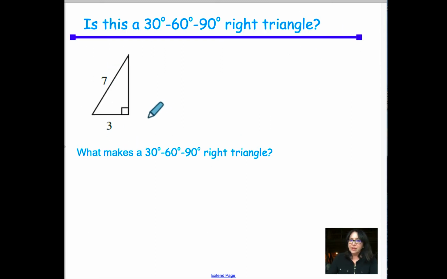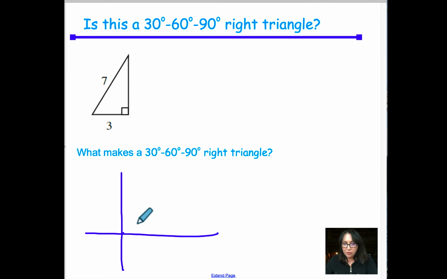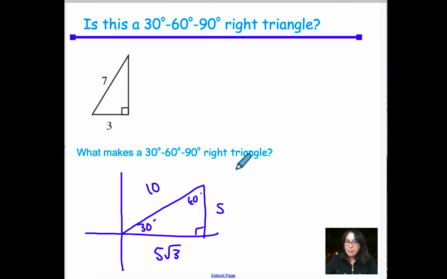Is this a 30, 60, 90 right triangle? What you should notice is what makes a right triangle 30, 60, 90. If I had a 30, 60, 90 right triangle, and let's say A was 5, across from the 90 would be 2 times that, and across from the 60 is 5 root 3, or A root 3. But if my hypotenuse, which is 10, is opposite the 30, which is 5, that means that this is twice whatever is opposite the 30.